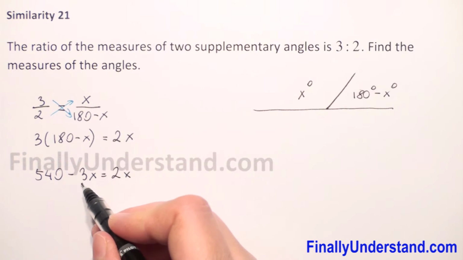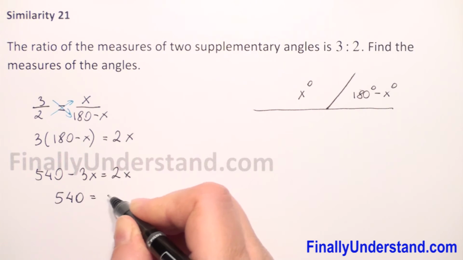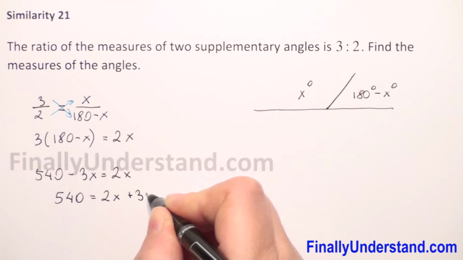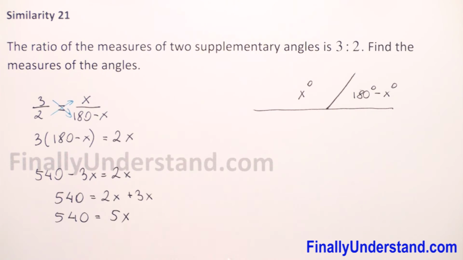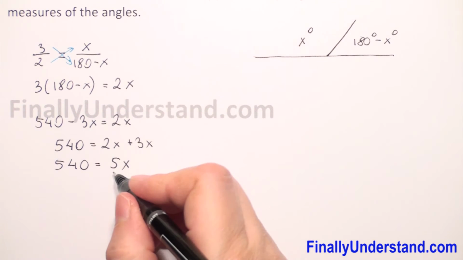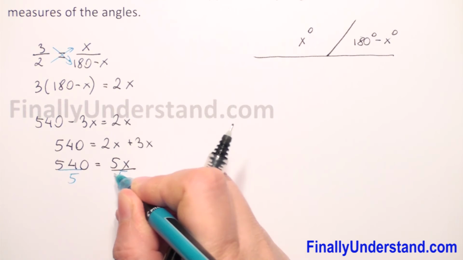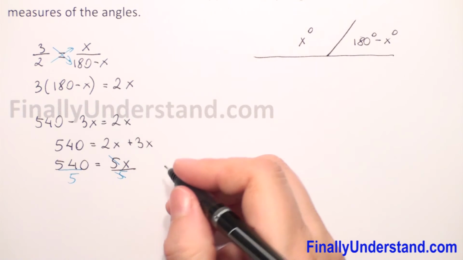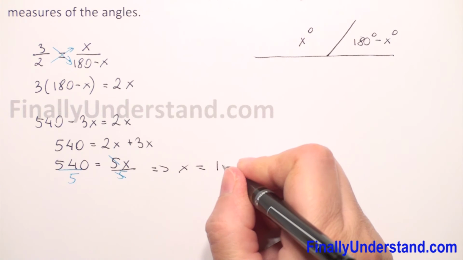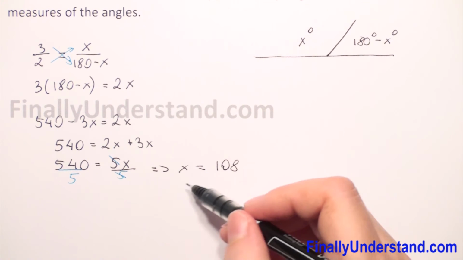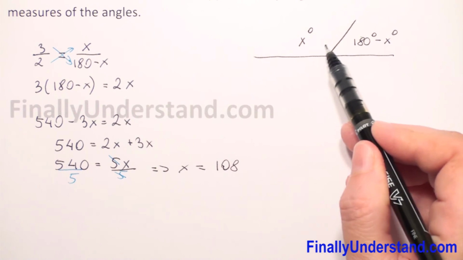Now I will move negative 3x to the right. So we have on the left only 540, and that is equal to 2x plus 3x. So 540 is equal to 5x. Now we will divide both sides by 5. 5 and 5 reduce, and we have that x is equal to 108. So we have the measure of this angle.